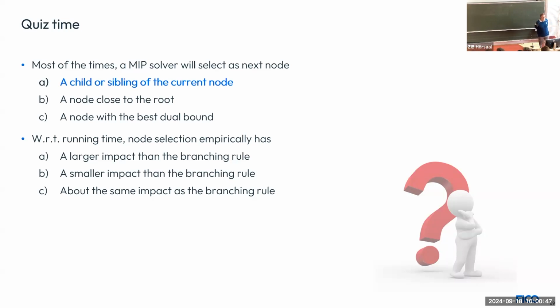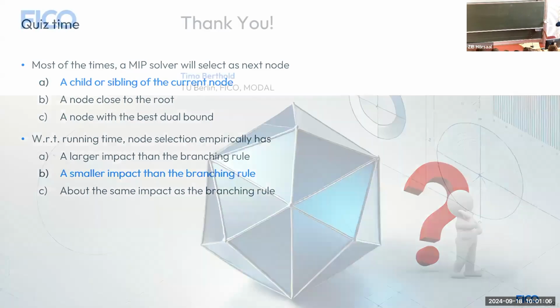And for question number 2, some split opinions, B. Yes, so with respect to the running time, the node selection empirically has the smaller impact. The branching rule, the variable selection, is the more important of the two different choices that you have. So that's it for the first lecture. Thank you.